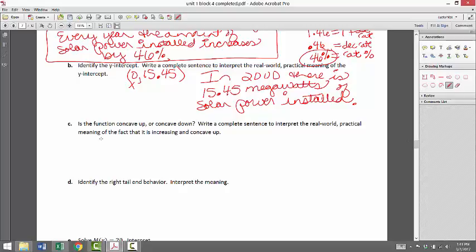Part C asks if the function's concave up or concave down. I would expect you to understand the shapes of these exponential functions. This is an increasing exponential function, so it looks like this. It is increasing concave up, and as the x diverges down towards negative infinity, the y values get closer and closer to the x-axis down here. So it's definitely concave up.